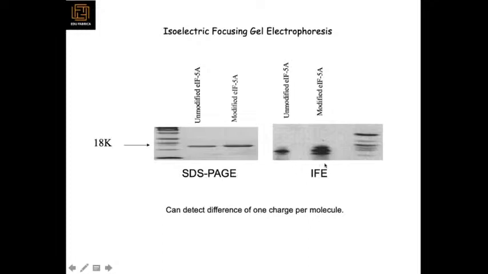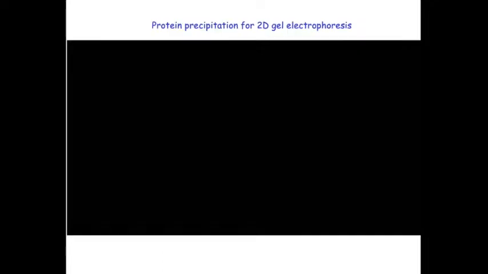isoelectric focusing gel electrophoresis. Here we can see a better resolution of your proteins compared to SDS-PAGE. So it is a far better technique than SDS-PAGE. So before we talk about 2D gel, we have to precipitate our proteins. That is quite important. So now we are talking about one technique for how to precipitate your protein for 2D gel electrophoresis. We will go through a small protocol.